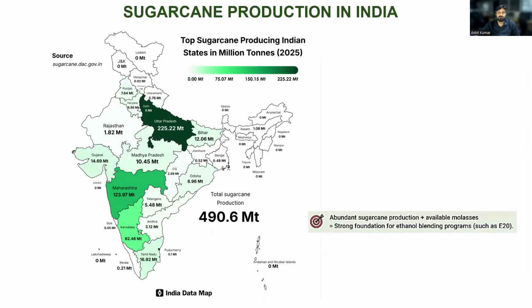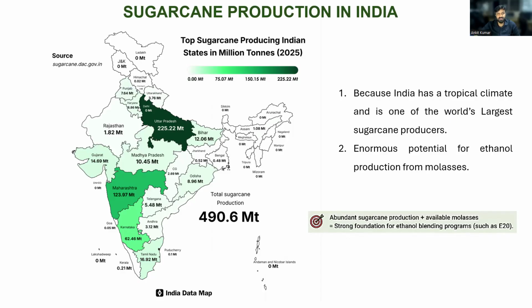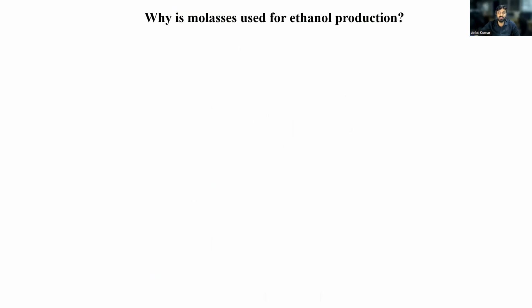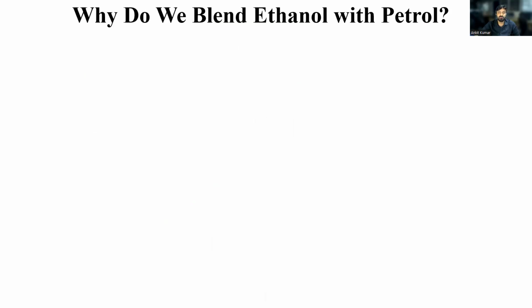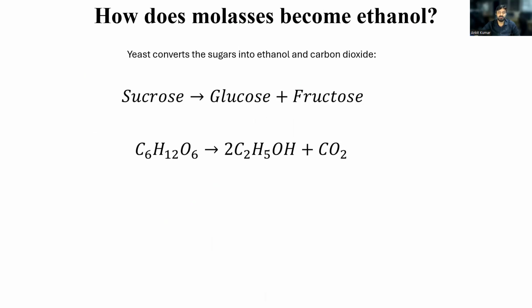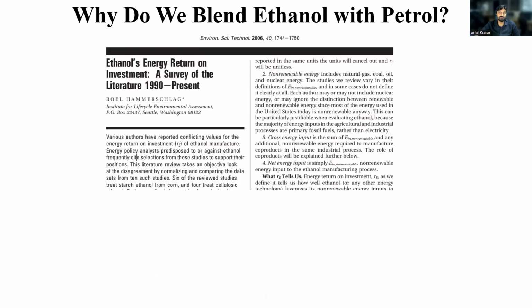And then we have also seen why India has huge potential for producing sugarcane, which serves as one of the best potential feedstocks for the production of ethanol. We have seen why molasses is used for ethanol production, and how ethanol is produced inside the plant using yeast. And then we have also seen some results from a paper published in 2006.